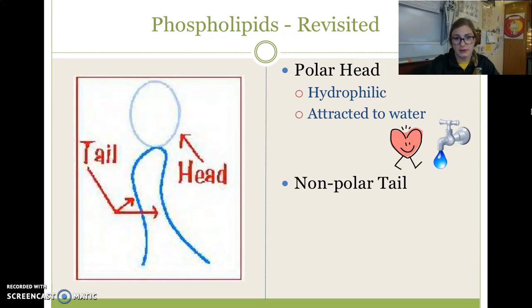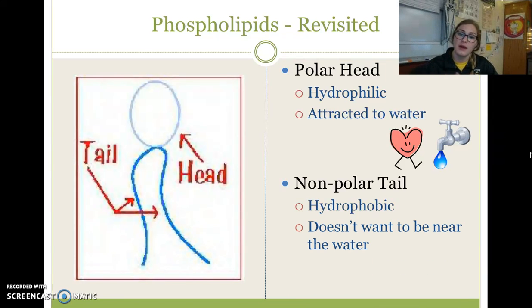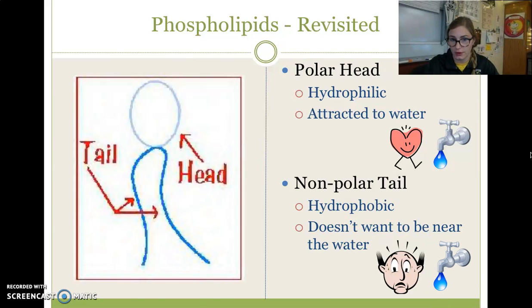Now, the tails, which we can see over here, those are going to be nonpolar, which means that they hate or are afraid of water. There's something called a phobia. If you have a phobia of something, it means that you're afraid of it. So I have arachnophobia. I am terrified of arachnids, which is spiders. I hate them. So nonpolar means that it does not like water. It is hydrophobic.